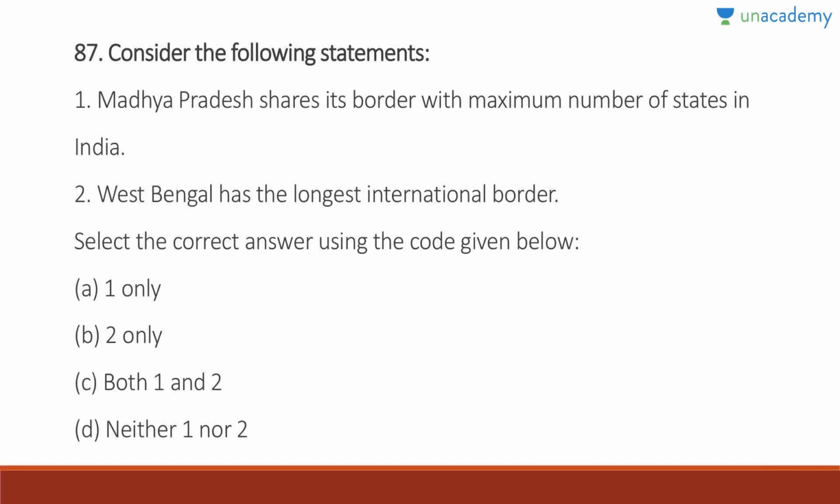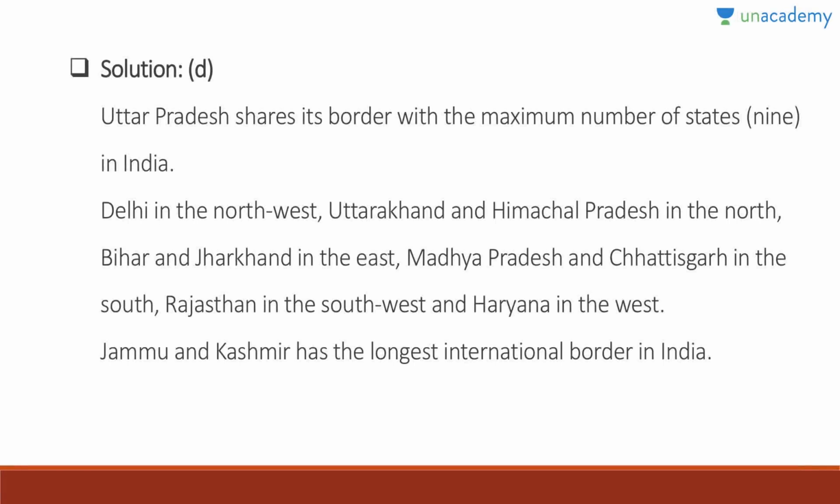Question number 87. Consider the following statements. Madhya Pradesh shares its border with the maximum number of states in India. This is wrong. UP shares its border with the maximum number of states, 9. West Bengal has the longest international border. This is also wrong. Jammu and Kashmir has the longest international border in India. So the answer here is D, neither 1 nor 2. UP shares its border with 9 states: Delhi, Uttarakhand, Himachal Pradesh, Bihar, Jharkhand, MP, Chhattisgarh, Rajasthan, Haryana. Jammu and Kashmir has the longest international border among states in India.